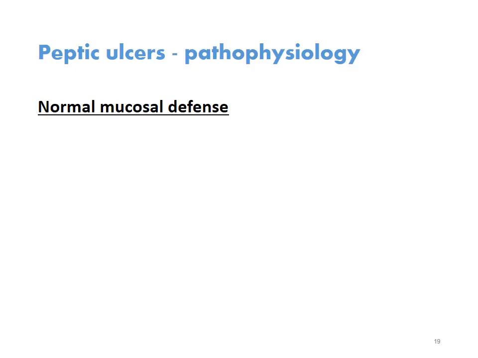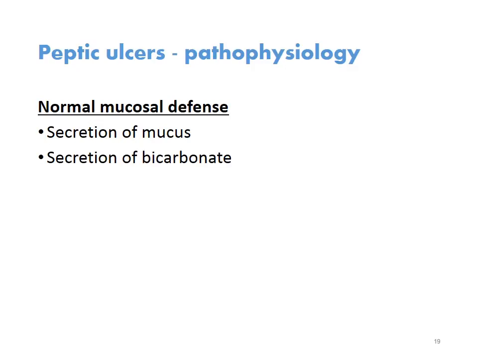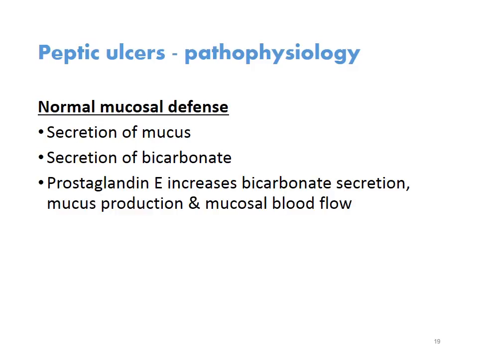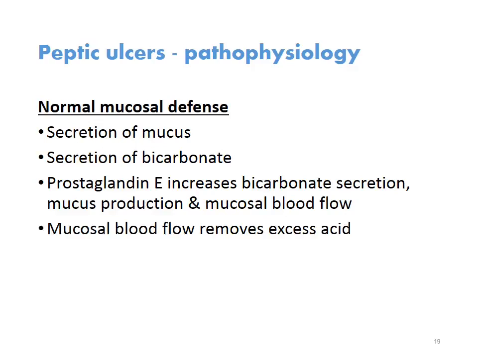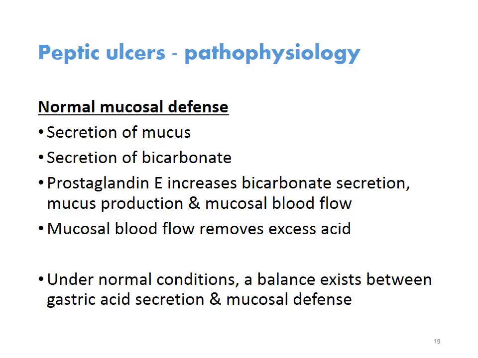Before we look at the pathophysiology of peptic ulcers, let's look at what happens in normal physiology. Normally, the stomach is well protected from its acidic contents. The stomach secretes a thick mucus layer which acts as a barrier between the stomach lining and the acid. The stomach also secretes bicarbonate which helps to neutralize the acid. The stomach tissues produce prostaglandin E, which increases bicarbonate secretion, mucus secretion, and mucosal blood flow. The blood flow in the mucosa helps to remove excess acid from the tissue. So under normal conditions, there is a balance between gastric acid secretion and these protective factors.